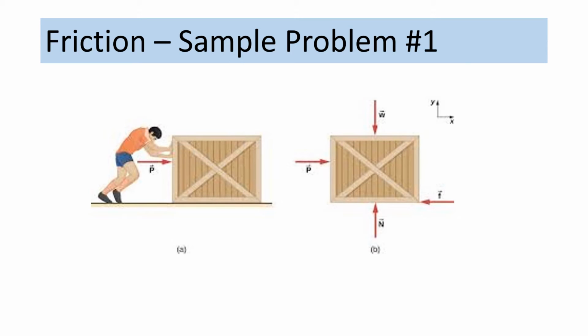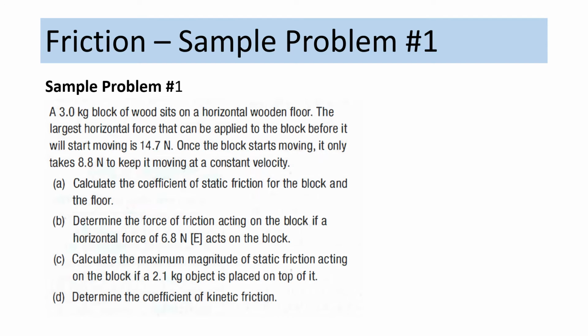Friction, sample problem number 1. A 3.0 kilogram block of wood sits on a horizontal wooden floor. The largest horizontal force that can be applied to the block before it will start moving is 14.7 newtons. Once the block starts moving, it only takes 8.8 newtons to keep it moving at a constant velocity.